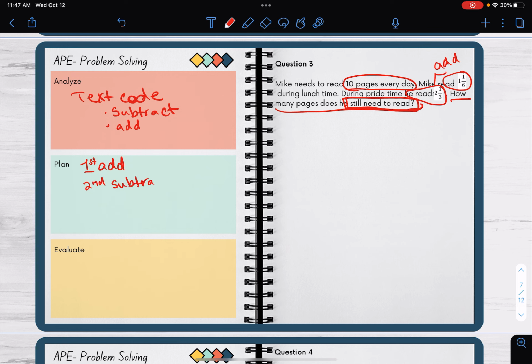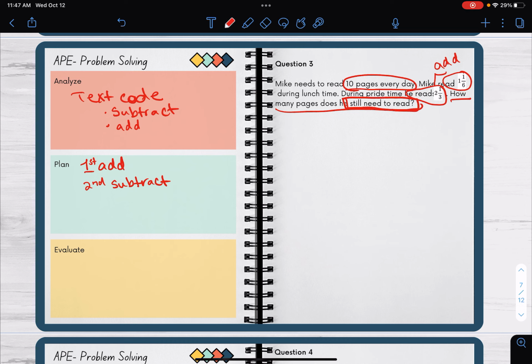subtract. Okay? So you're going to add 1 and 1/6 plus 2 and 1/3. And whatever you get here, you're going to subtract from the 10. So it would be 10 minus whatever you got in your box, and that would give you your answer. So maybe I should have written this in the evaluate part. Sorry, guys.